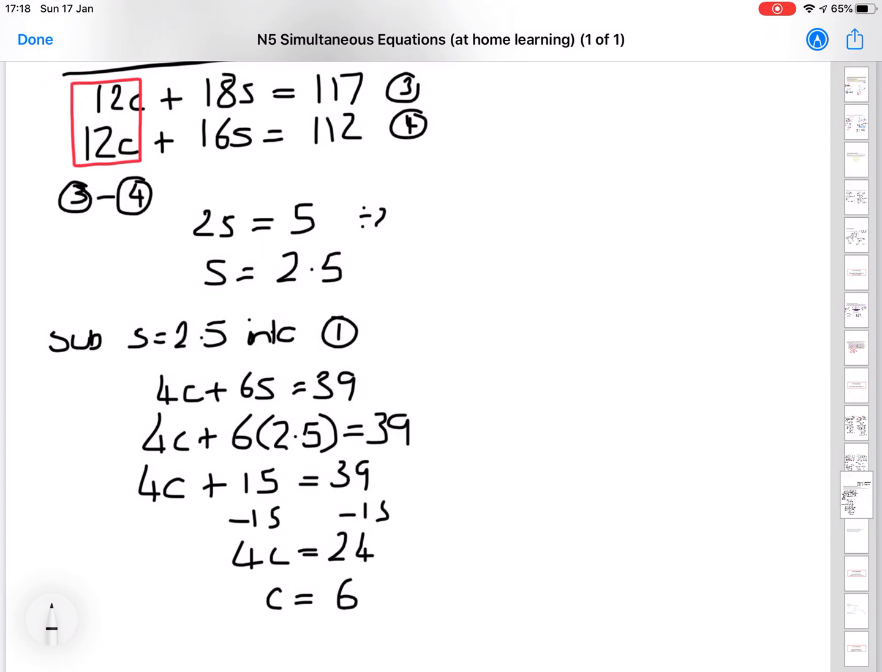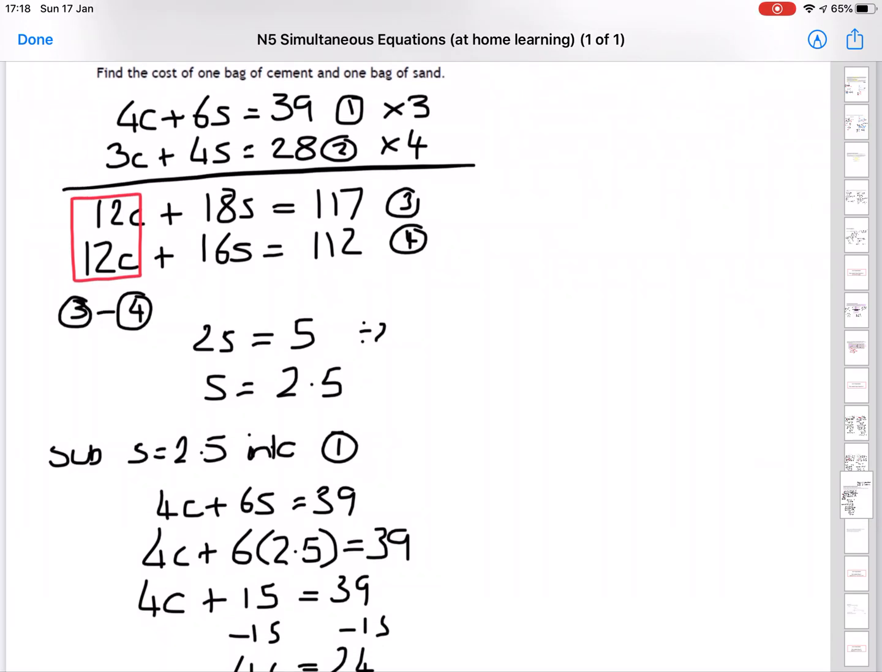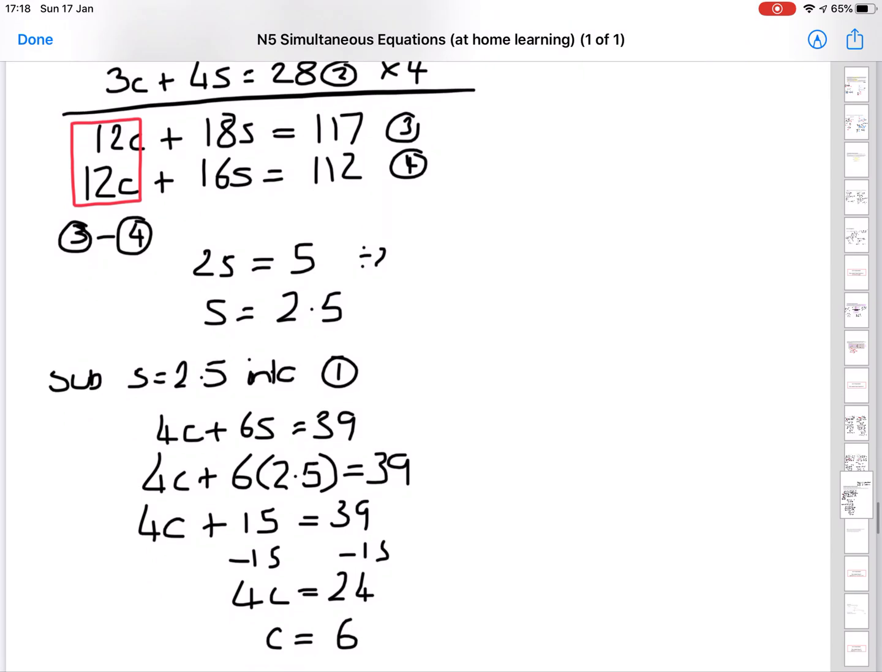Okay. Now, in these types of questions, it's really important that we answer the question. So we've found the value of s, which is 2.5, and the value of c, which is 6. So this was all about the price of these two items, okay? If we scroll back up and just look back at the question, it said find the cost of 1 bag of cement and 1 bag of sand. So we would want to answer that question.